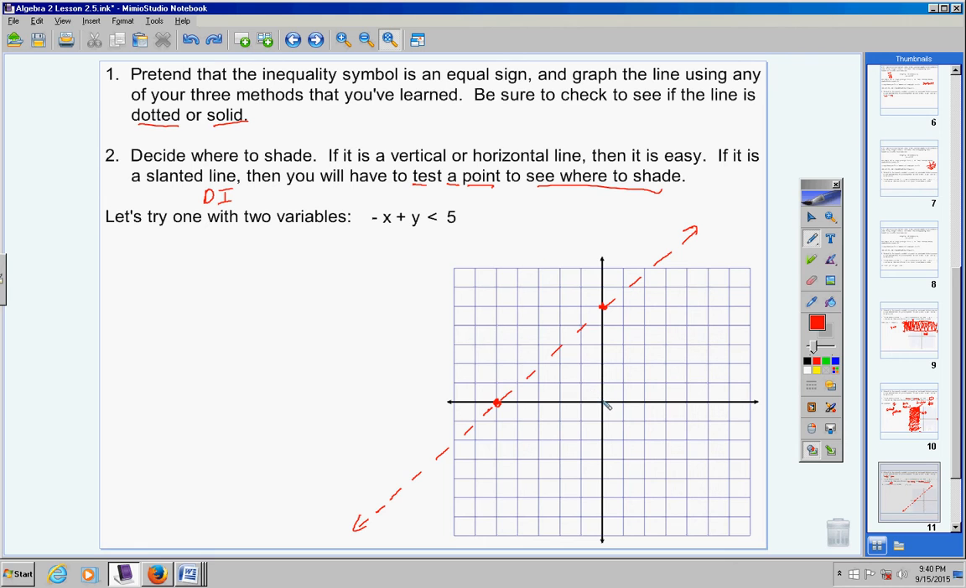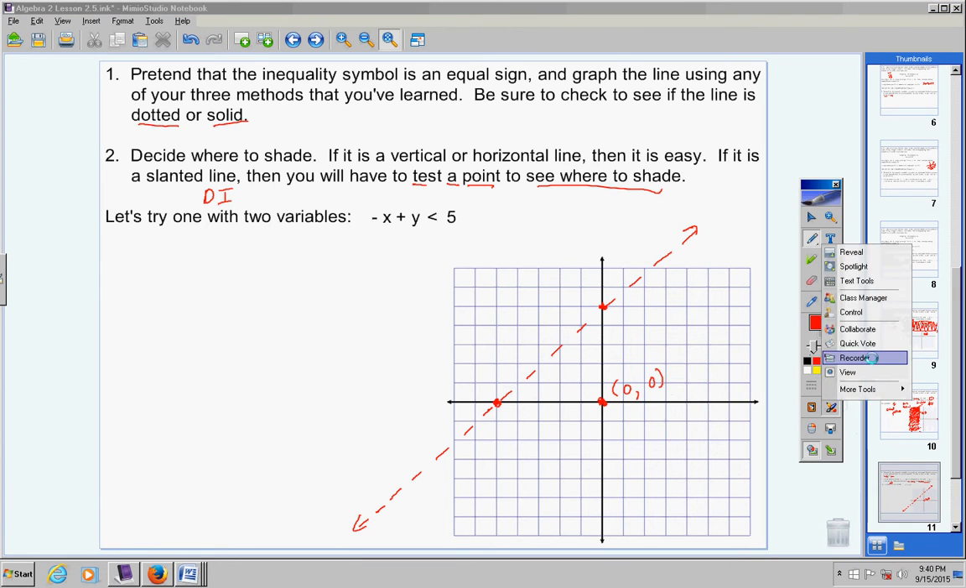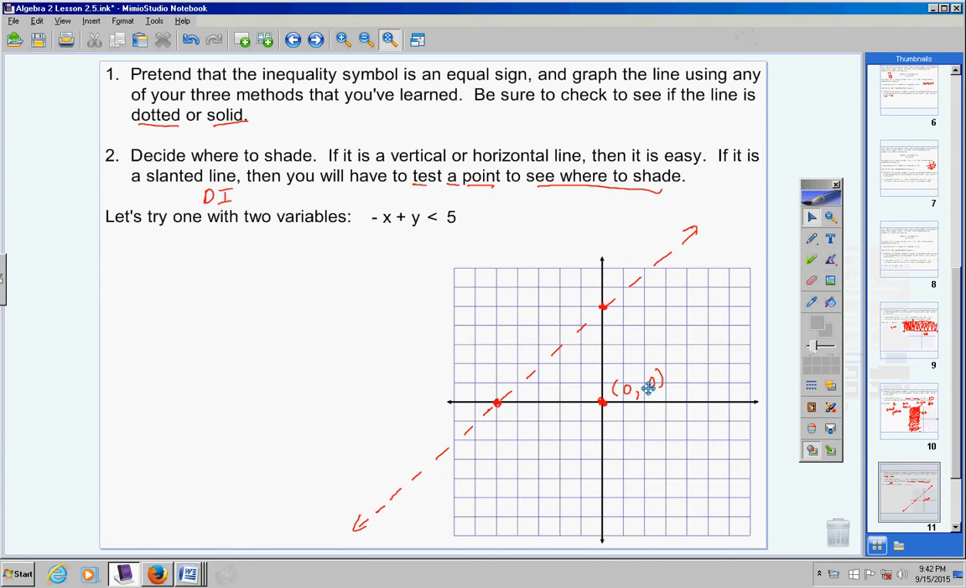Now, I'm choosing 0, 0, because that's so easy to use. That's a great point to test, okay? 0, 0 is such a nice, convenient point to test. Now, you can't always use it because sometimes that point will fall on the line. But we're going to test 0, 0.